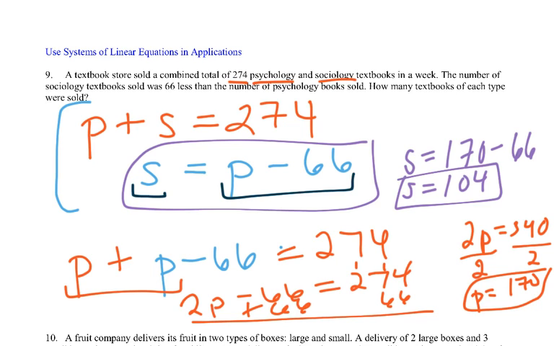How could I check my work? Well, one thing I could do is say, okay, well, psychology plus sociology books must sum to 274. So if I do 170 plus 104, I get 274. That's one way I could check my answer. Okay, so this is just an example of how we solve a system of equations in an application problem.